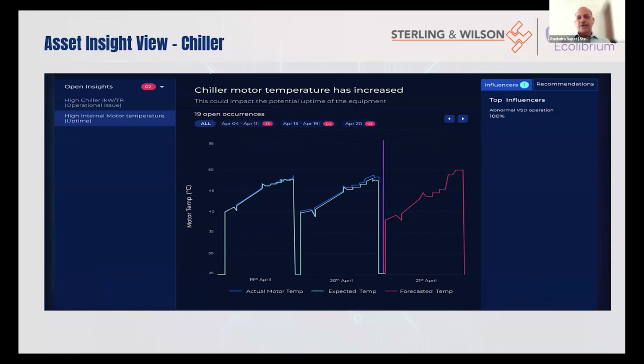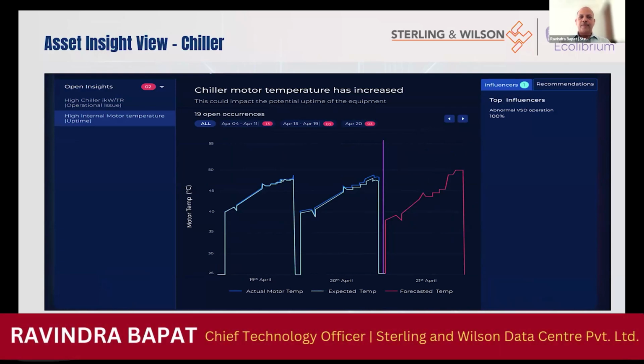So the other parameter which I talked about is not just the energy optimization, but also the uptime, because obviously you can't afford to have your data center going down. People are obviously concerned about data center going down. It's a major risk for any data center player.